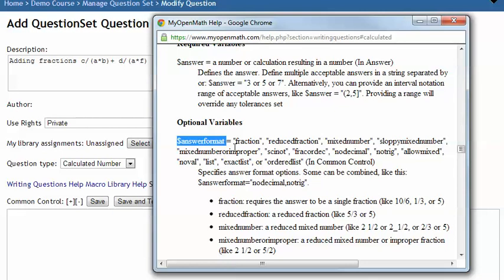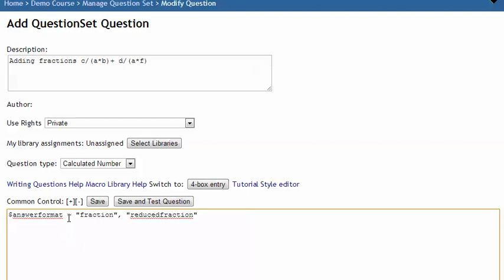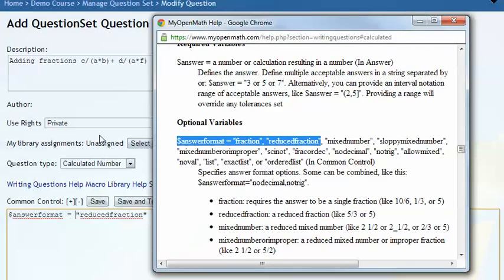We could either restrict it to just any old fraction or a reduced fraction. We could allow mixed numbers. And there's a lot of other options here for things like no decimal, if you want to make sure that they're not putting in a decimal answer. No trig, if you want to make sure they're not putting a sine or a cosine in the answer. No value, if you don't want to display them the value, which happens automatically with reduced fraction. So we're going to go ahead and use answer format equals reduced fraction here. And I think that that's going to be a good choice.